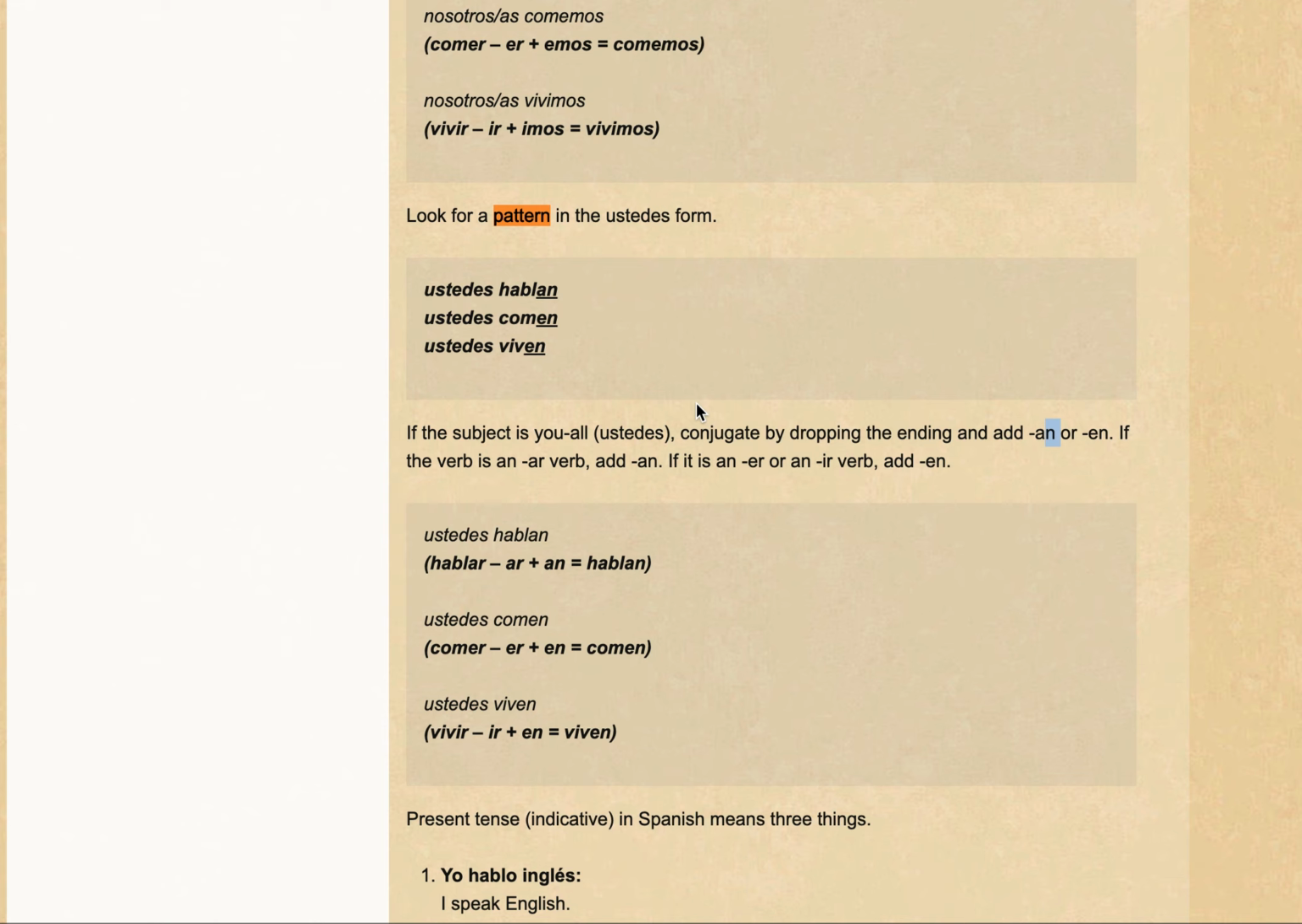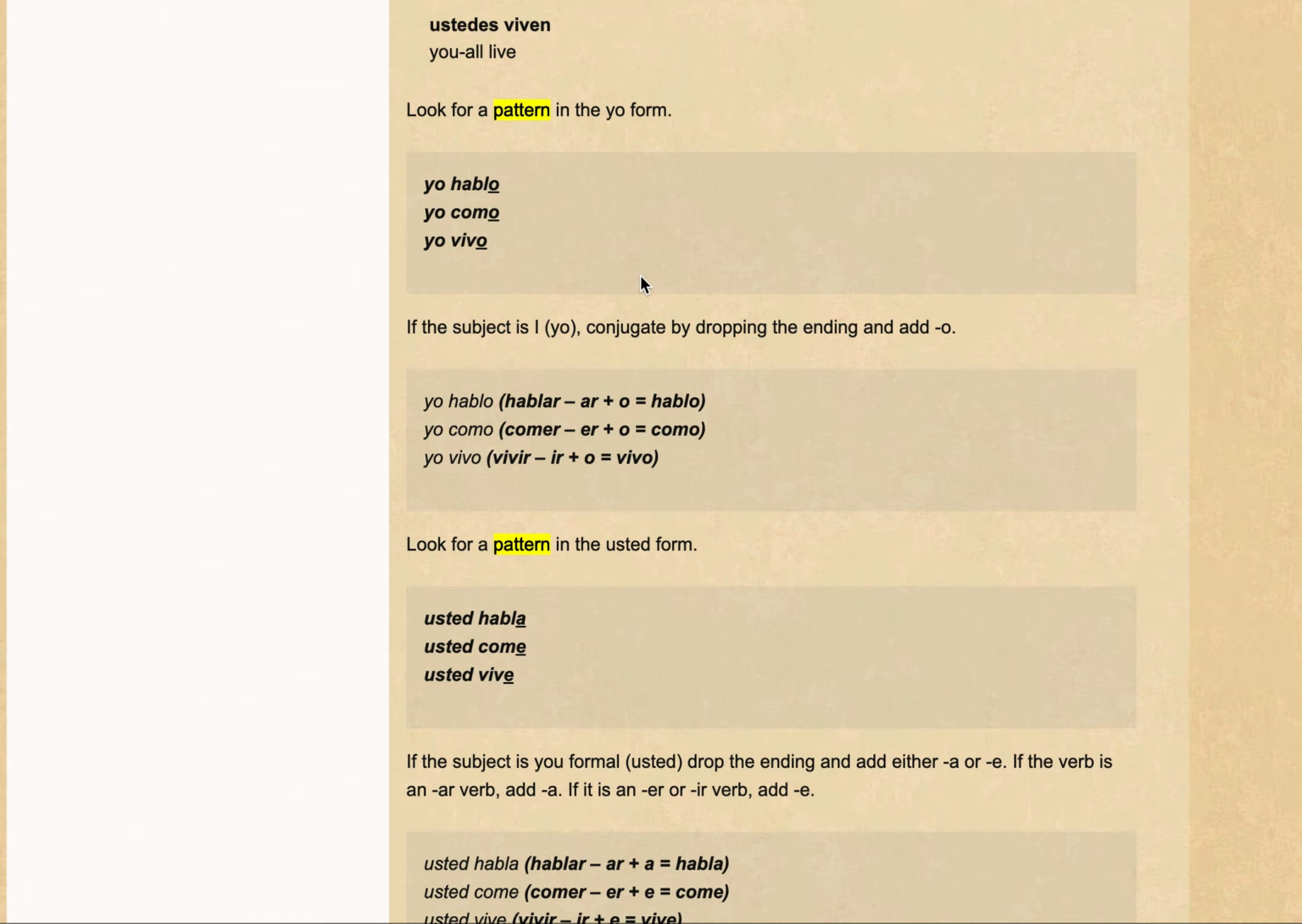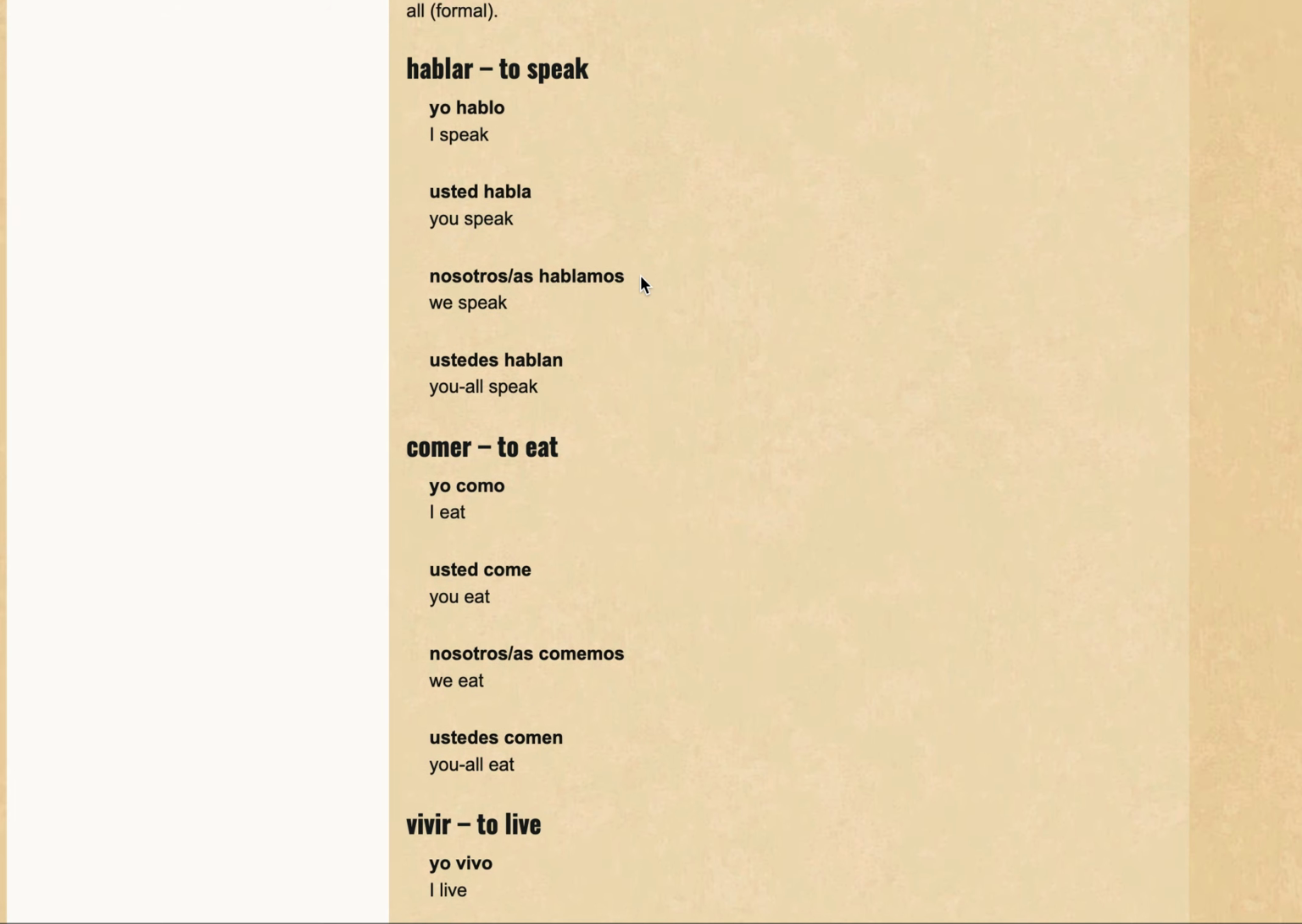I guess you just need to remember the form, in terms of what it is associated with. So ustedes hablan, ustedes comen, ustedes viven. So you know it's en. So that is it basically.